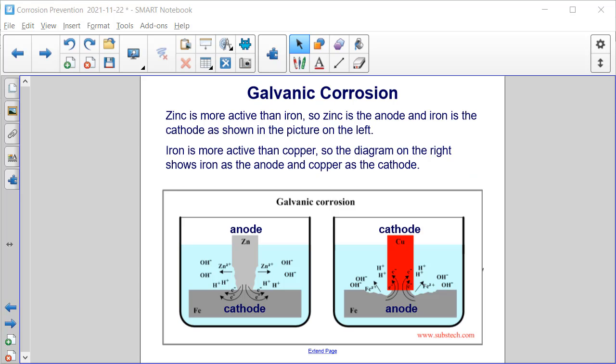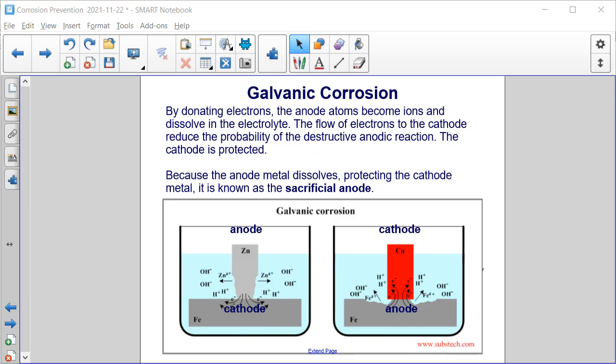In the image on the left, zinc is more active than iron. So zinc is the anode and iron is the cathode. Iron is more active than copper. So the diagram on the right shows iron as the anode and copper as the cathode. By donating electrons, the anode atoms become ions and dissolve in the electrolyte. You can see on the left is zinc ions, and on the right, you can see iron ions.